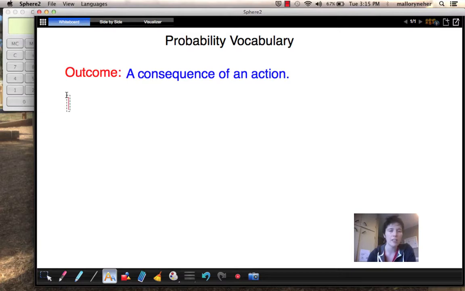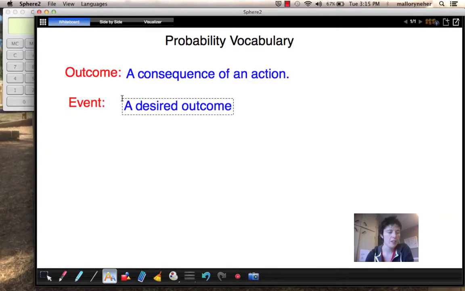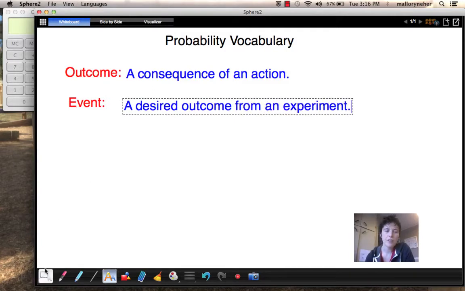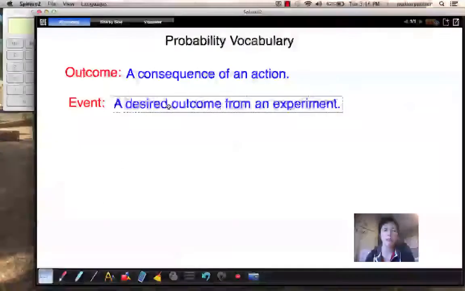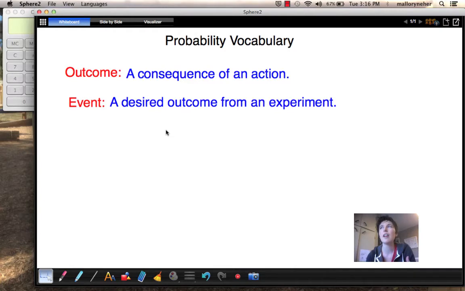Our next vocab word is event. What's an event? An event is not a new word for you, but in the probability world, an event is a desired outcome from an experiment. A desired outcome means something you want. So if you're flipping a coin and you win the game if you get heads, then heads is the event that you want. It's the desired outcome. An event is a word you're going to hear me use a lot.